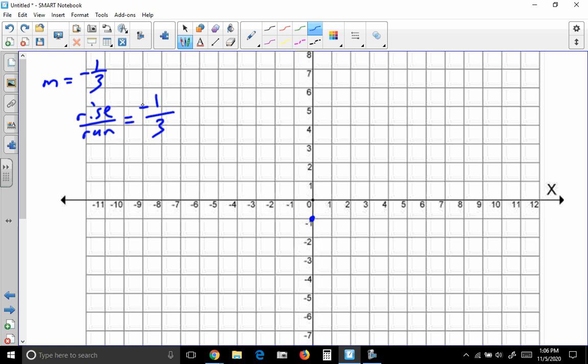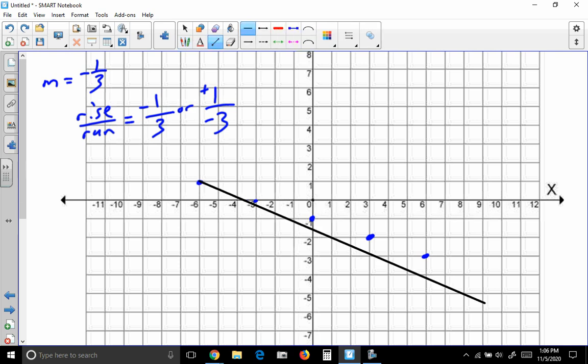So if we put it on top, then we would rise a -1, which would mean go down 1, and then run 1, 2, 3 in the positive. Down 1, 1, 2, 3 in the positive. If we were to have put the negative on bottom, then we would have gone up 1 and then left 3. 1, 2, 3. Up 1, left 3. And when we do that, we'll notice that all of those points are in line with each other.